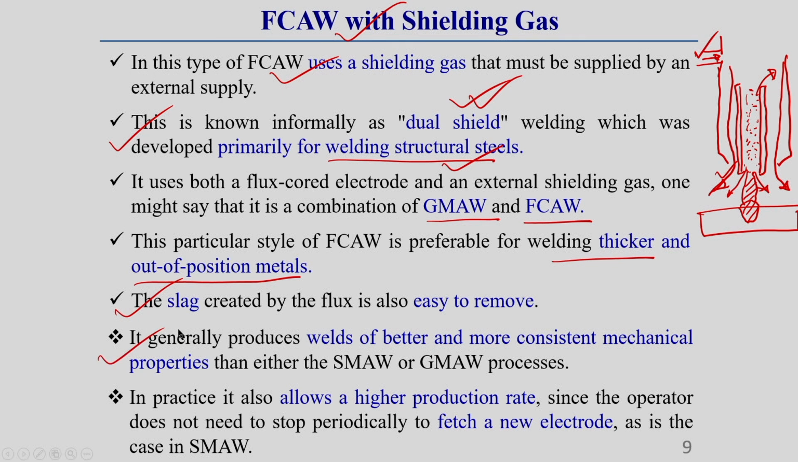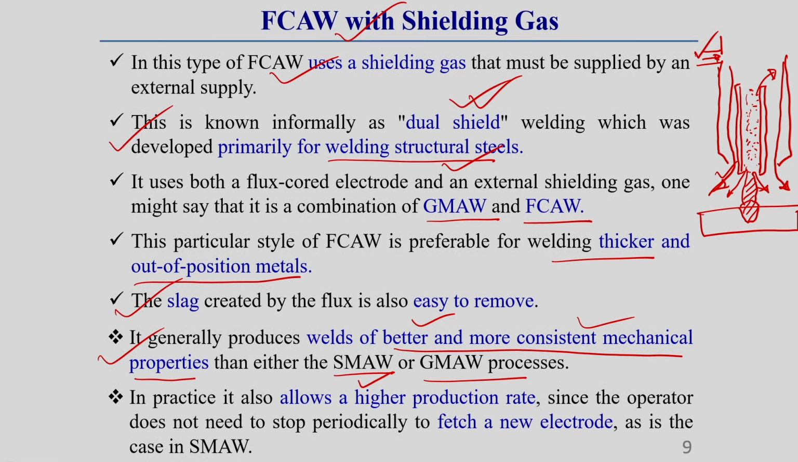Now, in general, the weld has better and more consistent mechanical properties, because the shielding is tighter, better than the previous one. That is why we can get comparatively better and more consistent properties than SMAW as well as GMAW, because in GMAW only one shielding medium is used, but here it is dual shield type. One shielding gas is generated from the flux, and another one we use separately. That is why the mechanical property is better than the GMAW as well as SMAW process.